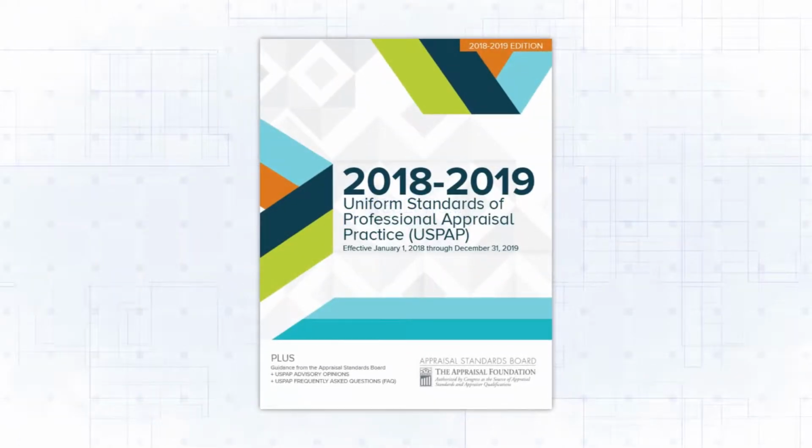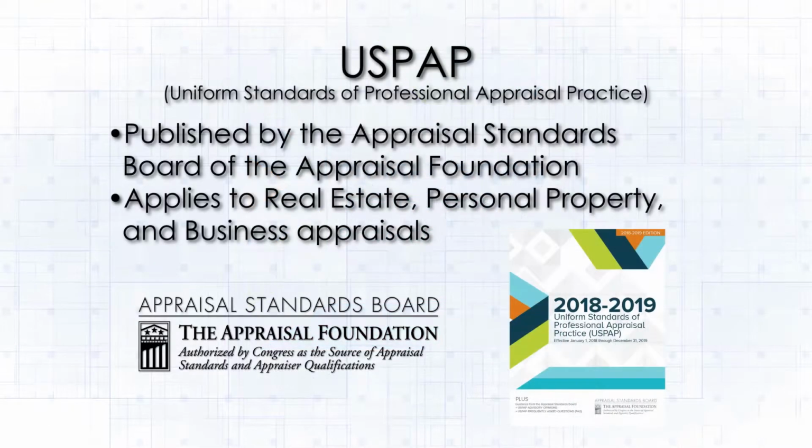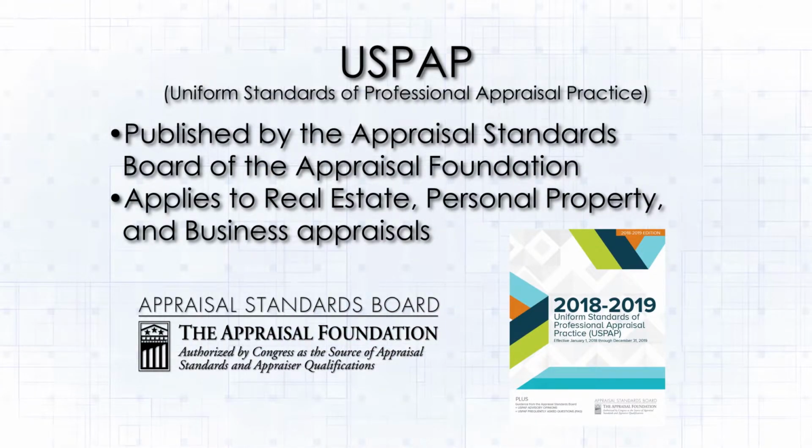USPAP is a written document that is updated every 2 years. It is published by the Appraisal Standards Board of the Appraisal Foundation. USPAP applies to real estate appraisal, personal property appraisal, and business appraisal.